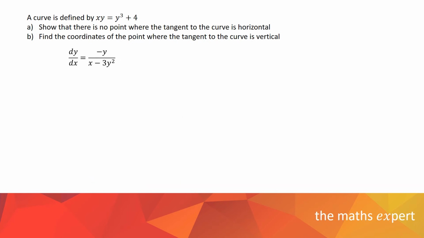Now I want to find where the tangent is vertical. A vertical tangent means the gradient is not defined, it is infinite. This would correspond to when the denominator of the gradient function is equal to 0. This gives me the fact that when x is equal to 3y squared, the derivative would be undefined. I can then use the implicit function to find the point when x is equal to 3y squared. This gives me the coordinate of 3 times 4 to the power of 2 over 3, and 4 to the power of a third as the y coordinate.